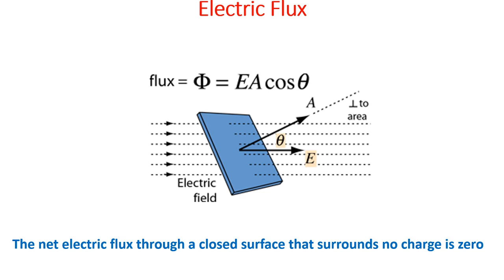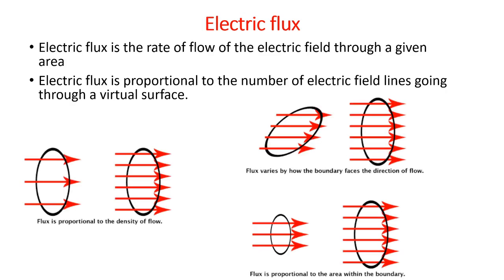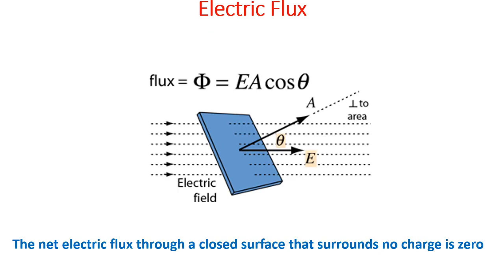What is electric flux in equation format? We saw 3 small diagrams similar to that. It is proportional to the number of lines, so the field intensity E. It is proportional to the area A. Third, it is proportional to the inclination, given by cos theta. So these 3 have been formulated as an equation: phi is equal to EA cos theta.